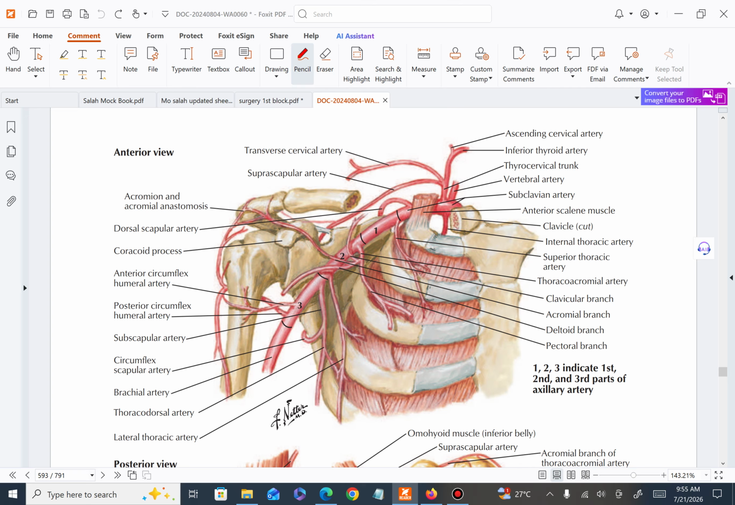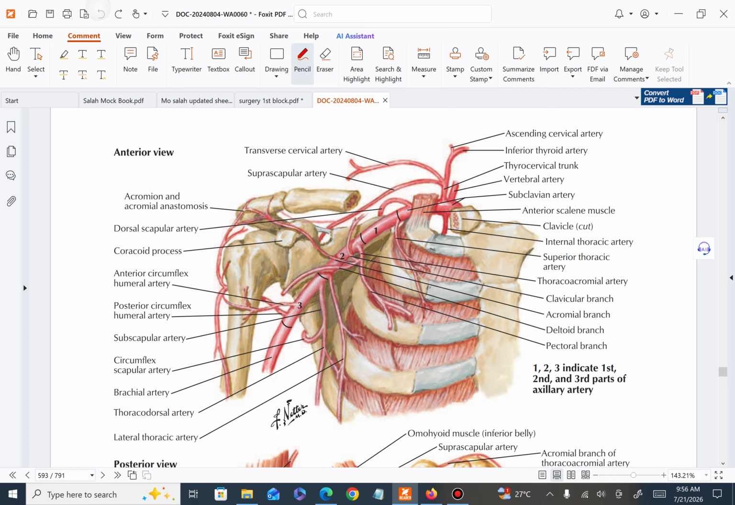Okay, and it originates as a continuation of the subclavian artery at the outer border of the first rib. So this is the outer border of the first rib, and here the axillary artery originates as a continuation of the subclavian artery, and then at the lower border of the teres major muscle it terminates, and then it continues as the brachial artery. Brachial artery is located in the arm, while the axillary artery is located in the axilla.